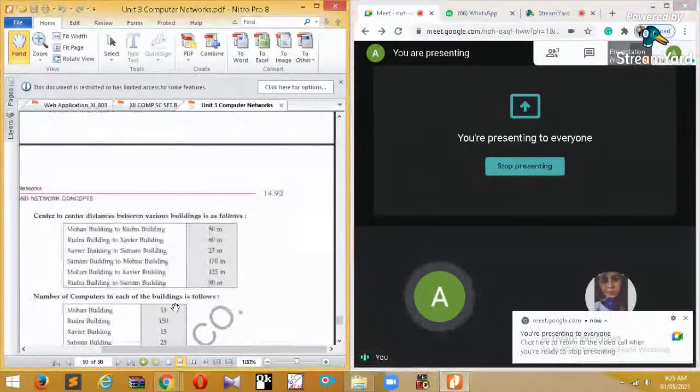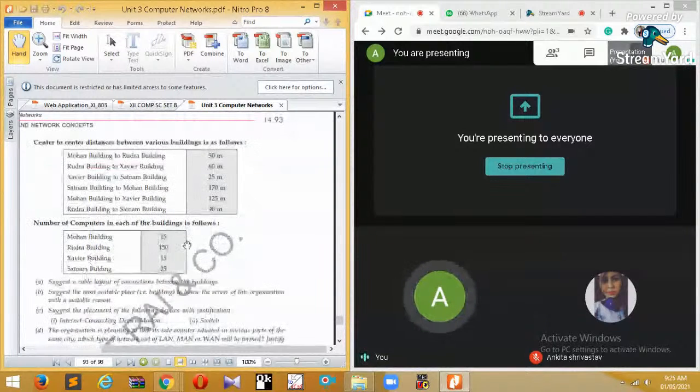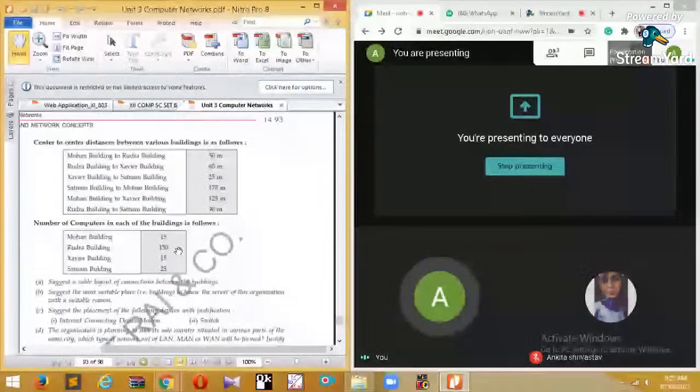Again, as we have seen here, center to center distance is given. You can see Mohan building to Rudra 50 meter, and in this way 50, 60, 25, 170 meter, 125 meter, and 90 meter. So in this way various distances are given. Again, I am telling you, for this case we always have to remember where the number of computers is more, as well as where the distance is quite more. You can also see the number of computers is given here. We can see Rudra building has the highest number of computers. So let's see one by one.